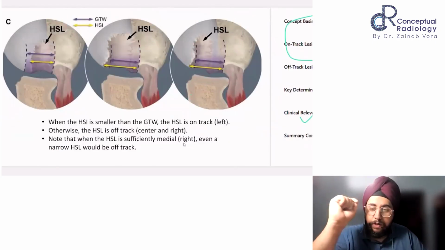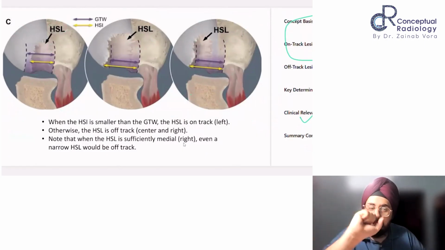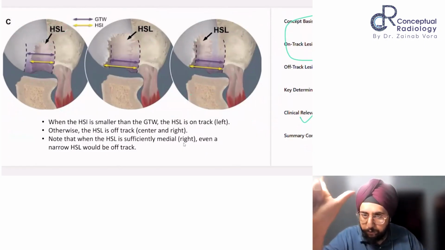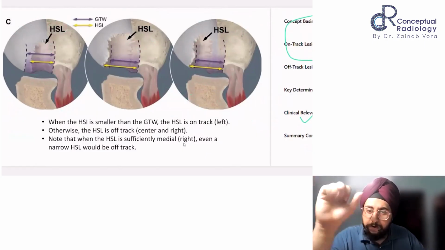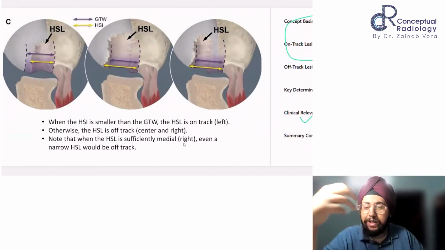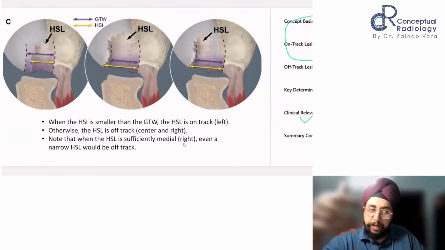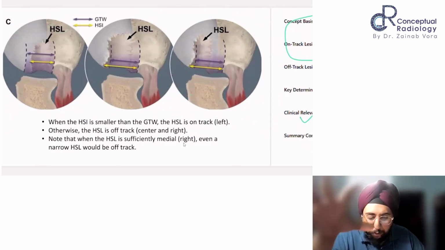So first you have understood why the Hill-Sachs is formed. That is because of the first episode of anterior dislocation. Now the Hill-Sachs which is formed will depend on what type and what degree of trauma you have suffered. If it's a high degree of trauma, you will get a large Hill-Sachs lesion. If it's a small degree of trauma, you will get a small Hill-Sachs lesion. Now the Hill-Sachs lesions which are formed can be on track and off track, both.